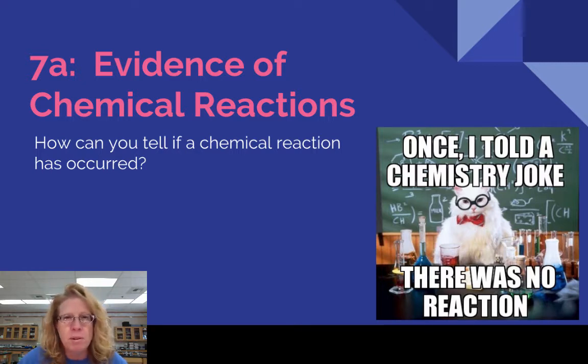So this particular one's a real quick and easy one. It's just about how do I know if a chemical reaction has occurred or not. I put two things together and something happens. Is it chemistry or is it not chemistry? So this is basically the four types of evidence that a chemical reaction has occurred.